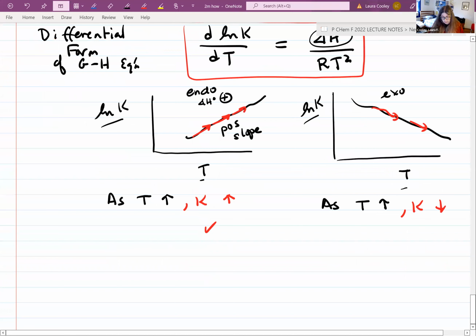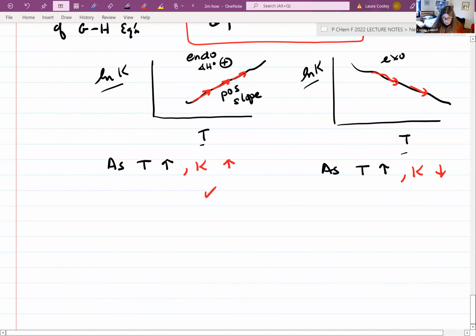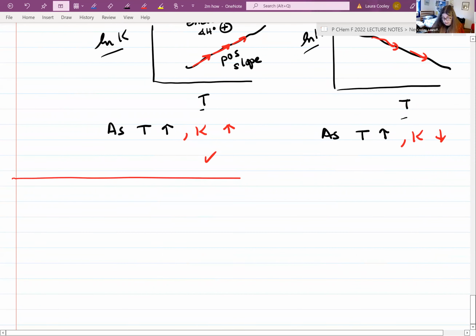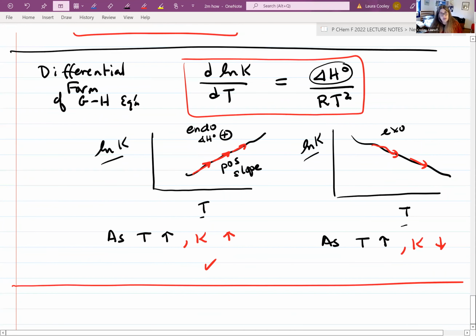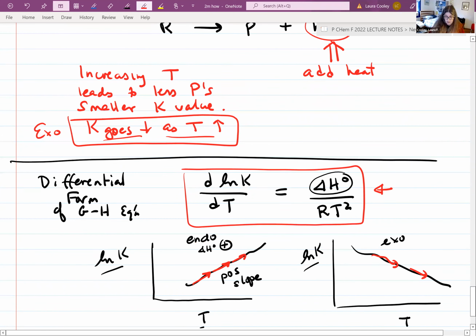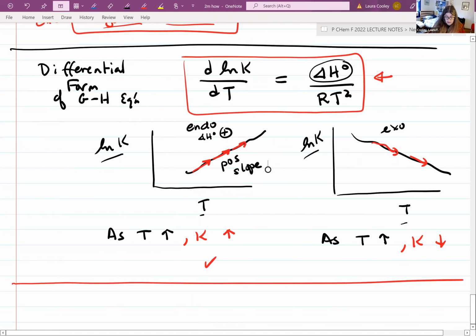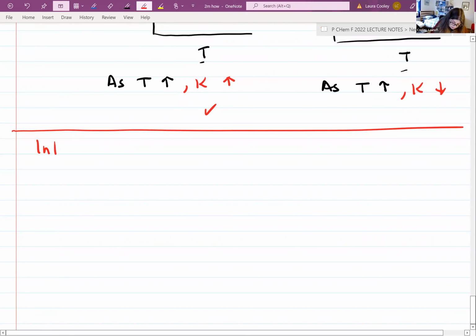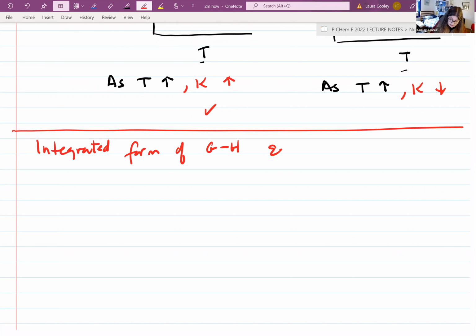Now, like I said, there are different versions of the Gibbs-Helmholtz equation. What do you do with an equation like this when you have a differential form? Oftentimes, you'll integrate it. And there are a couple of different integrated forms of this equation. The one I'm going to give you is when you do a definite integral. So this is an integrated form of the Gibbs-Helmholtz equation. And that is the one you used in problem 3. I think it's also used in the charge transfer lab.